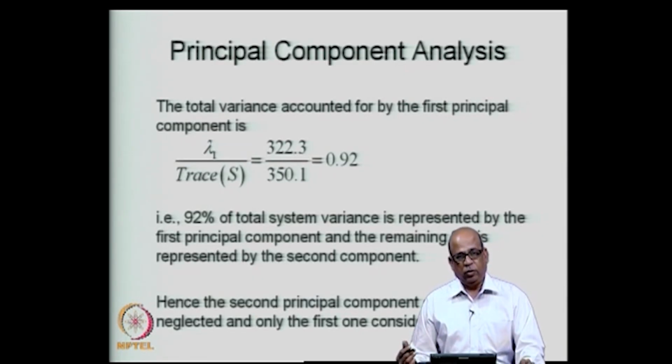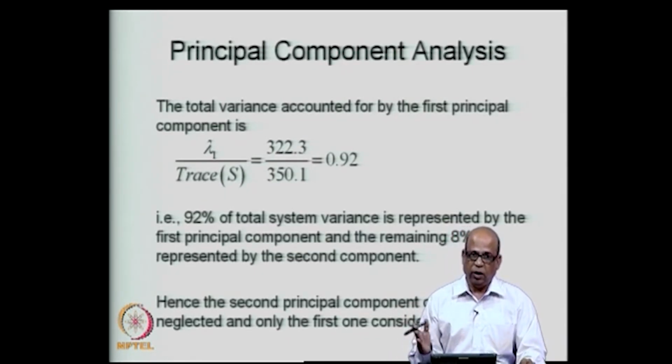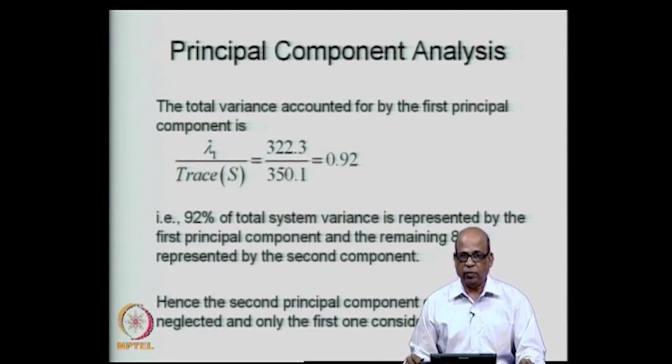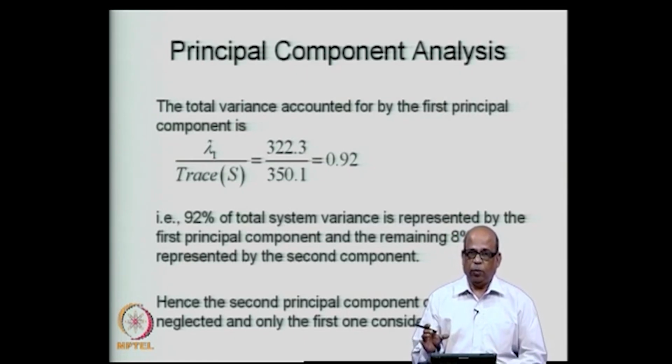What is the purpose of doing all this? We had a large number of variables, and we want to fit a regression relationship between a dependent variable and a number of independent variables. We carry out the principal component analysis on the independent variables x 1, x 2, x 3, etcetera, up to x p. There are p independent variables.